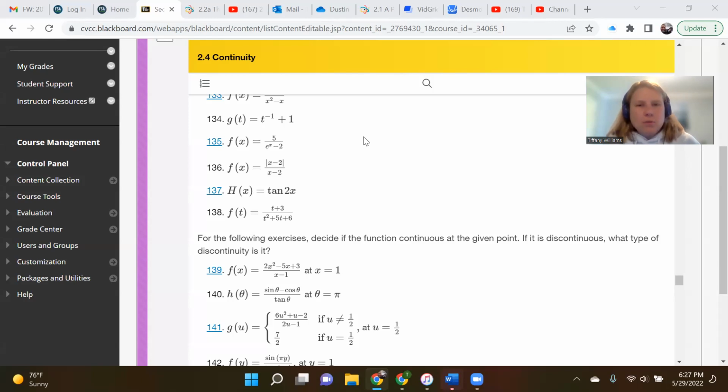So the next example I want to look at is number, which one did I say? I want to do number 137. I wanted to make sure that we look at a trig one. With this one, we have h of x equals the tangent of 2x.